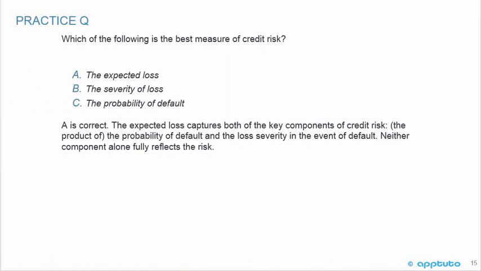So A is correct. The best measure of credit risk is the expected loss. The expected loss captures both of the key components of credit risk, the product of the probability of default and the loss severity in the event of default. Neither component alone fully reflects the risk. And that's the last slide for this LOS.